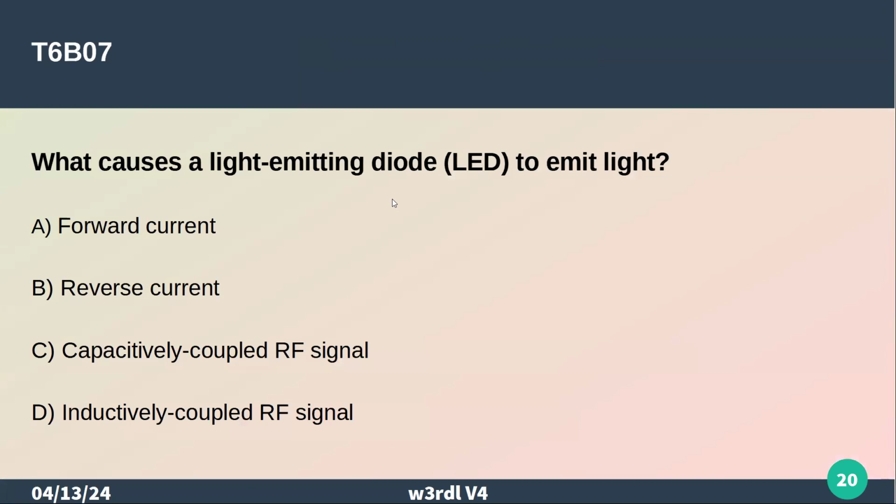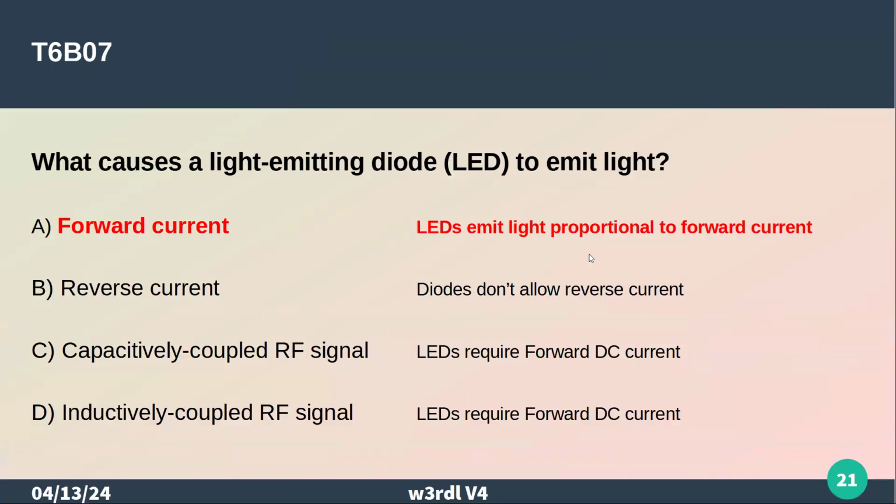So what causes a light emitting diode, LED, to emit light? Forward current. So that means there's enough potential to overcome the threshold voltage and cause it to conduct. And then, due to the process going on with the atoms, it releases energy in the form of light.